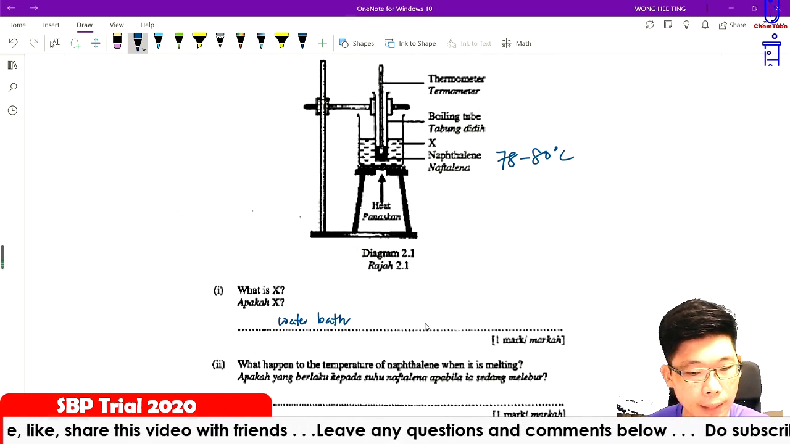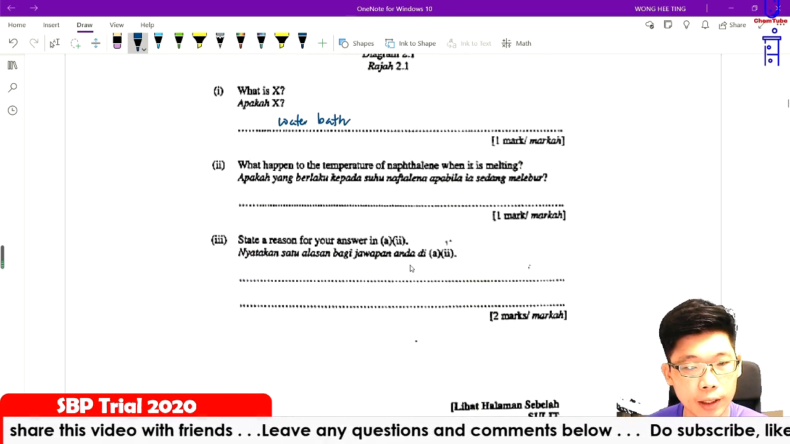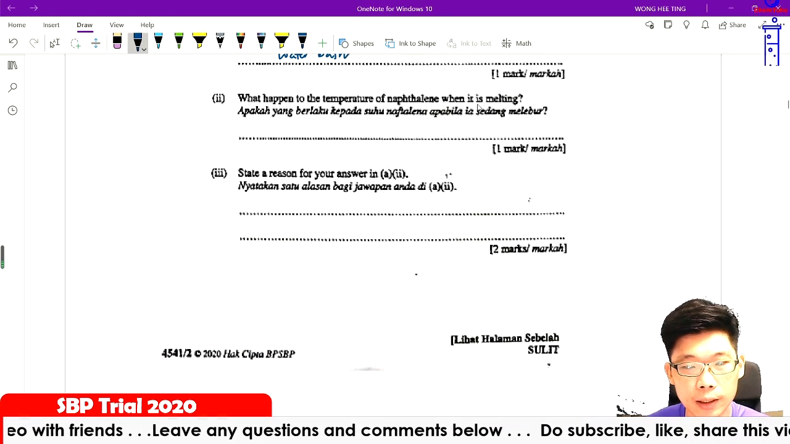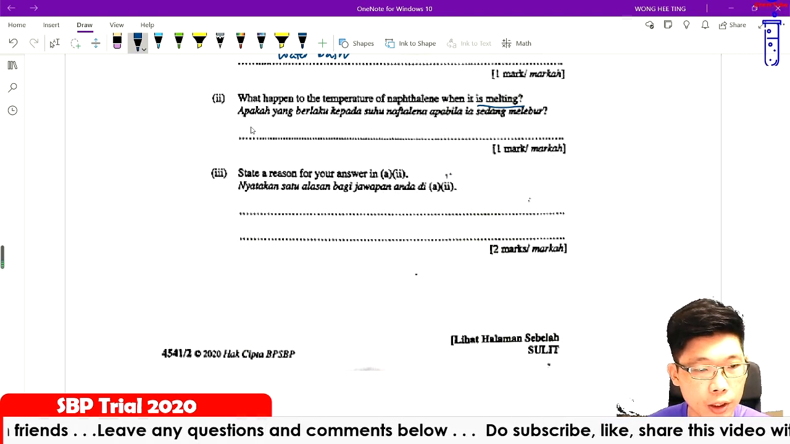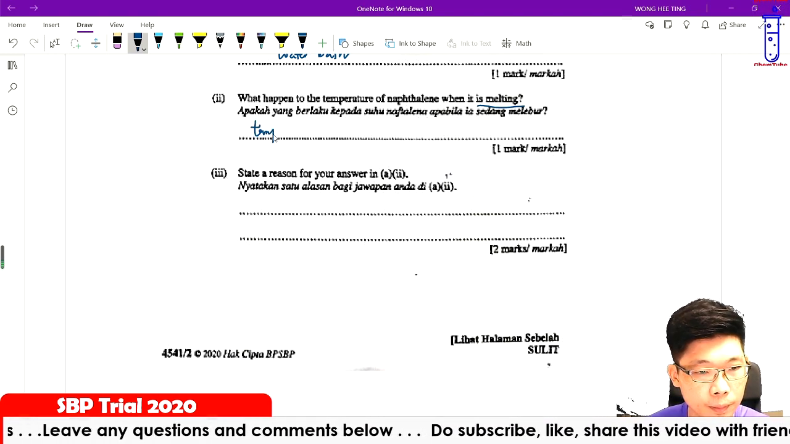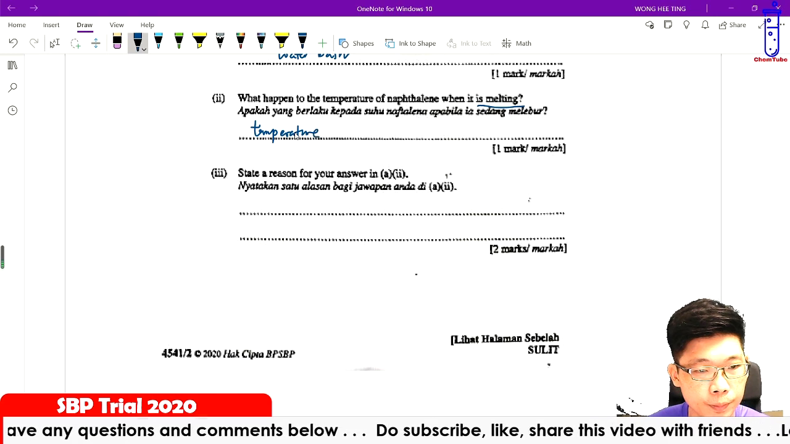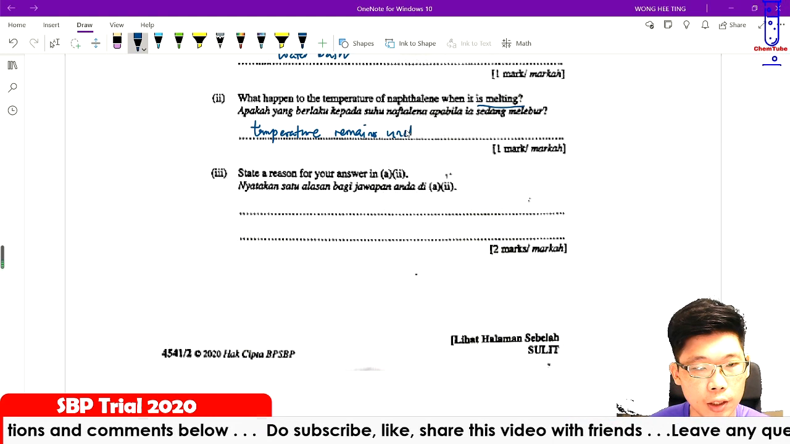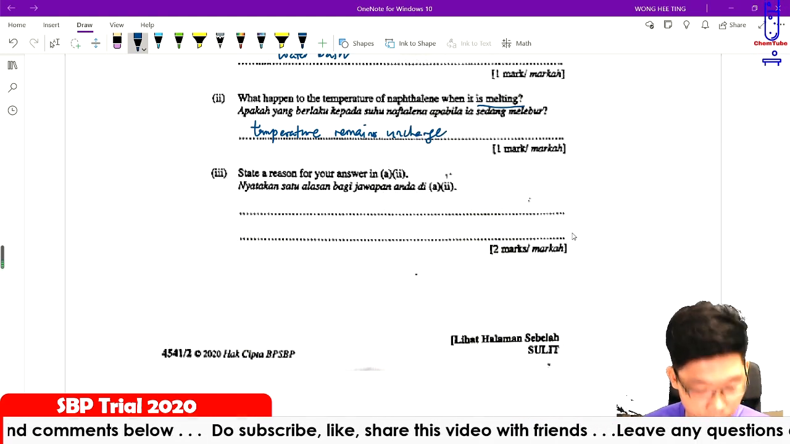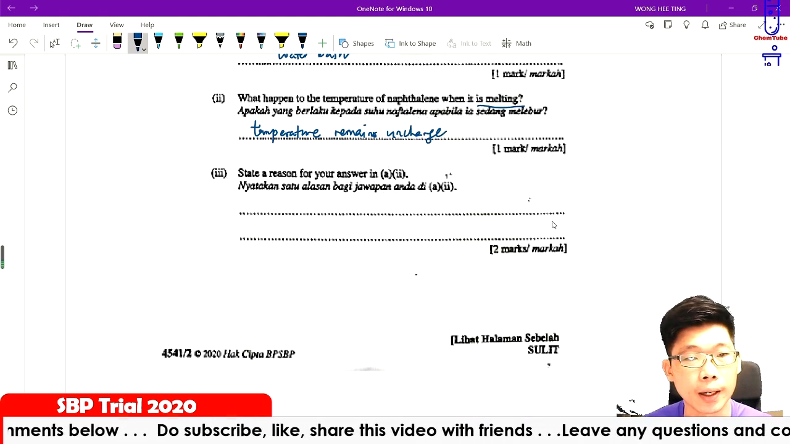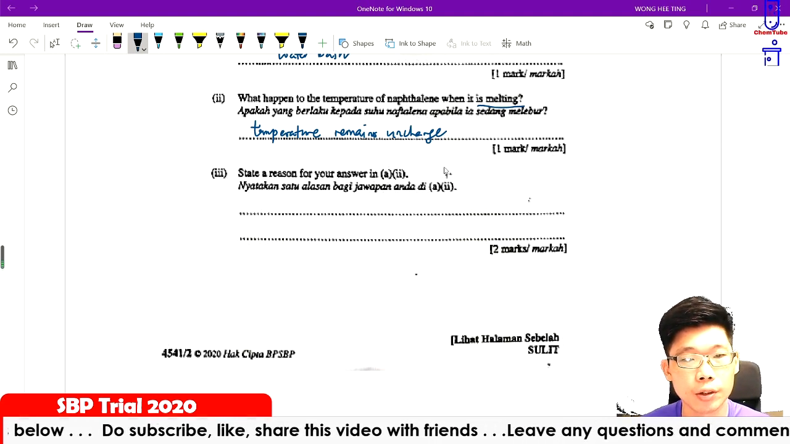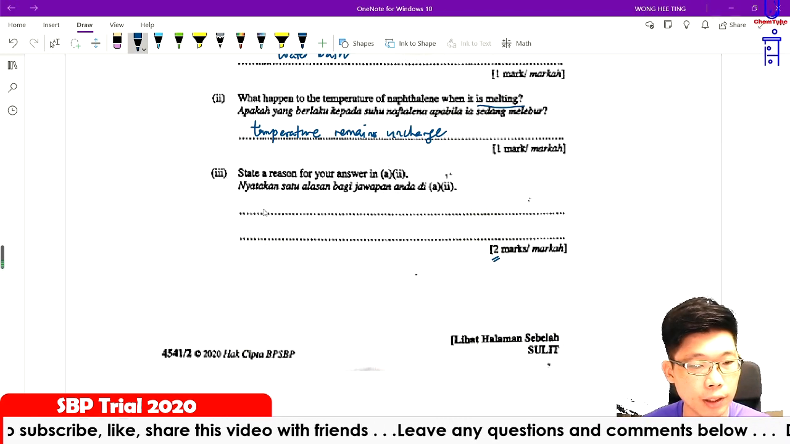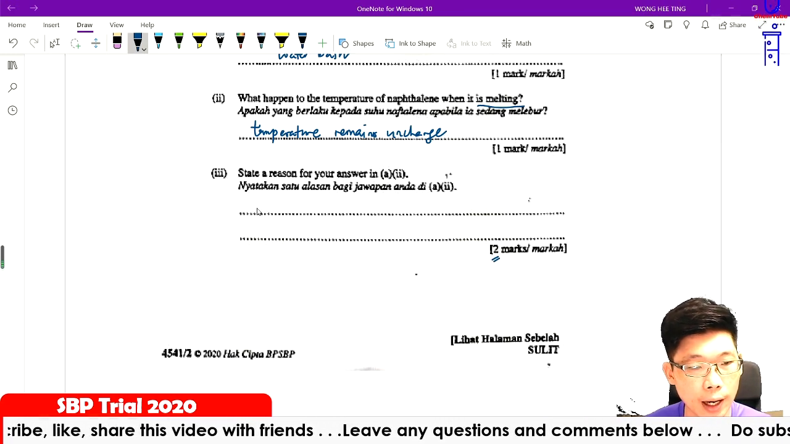Okay, so what happens to the temperature of the naphthalene when it is melting? So when it is melting, the temperature remains unchanged. No change in the temperature. Why does the temperature remain unchanged during the melting point? Okay, so 2 marks. There are 2 points you need to write for this answer.